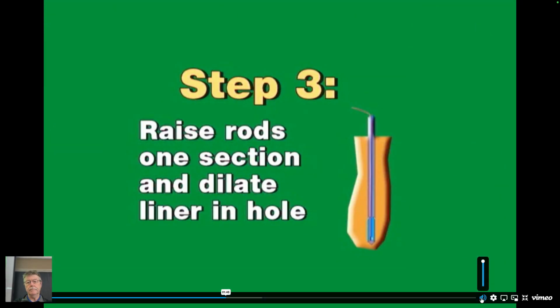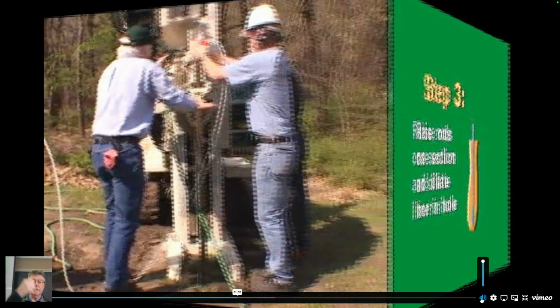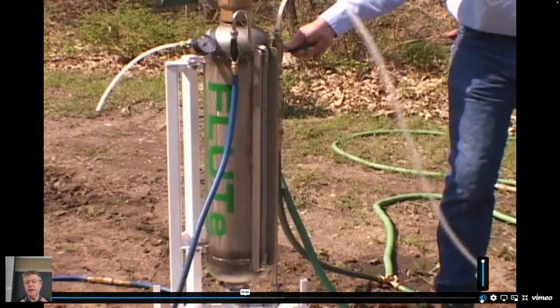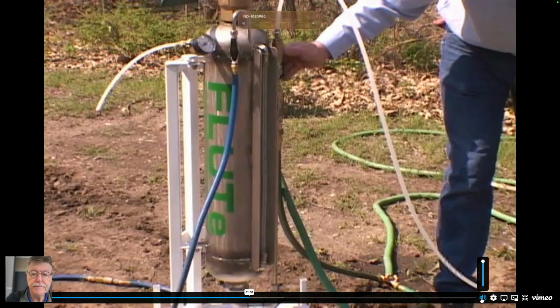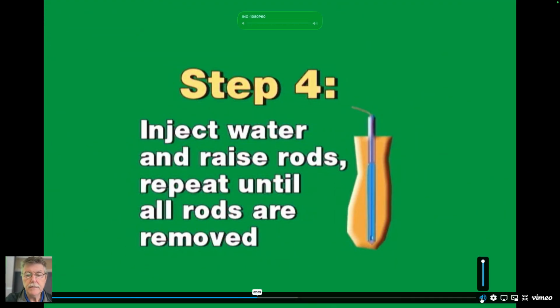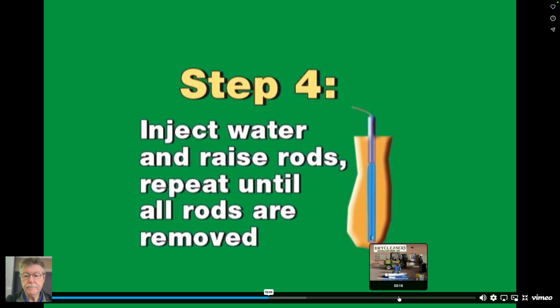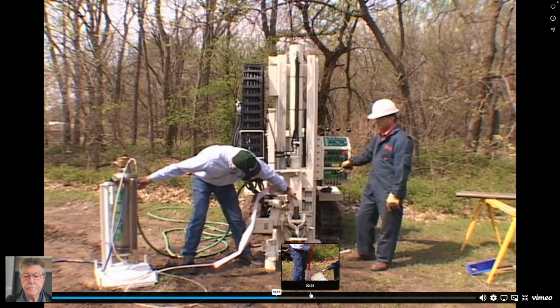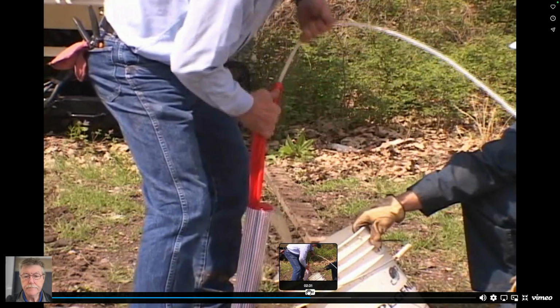Step 3, raise the rods one section and inject the water to dilate the liner in the hole. So pull out the rods. That's good. You inflate it like a balloon so it contacts the wall of the hole. Step 4, inject the water and then raise the rods. Repeat step 4 until all of the rods are removed. Injecting to fill the liner along the other section of the hole wall.